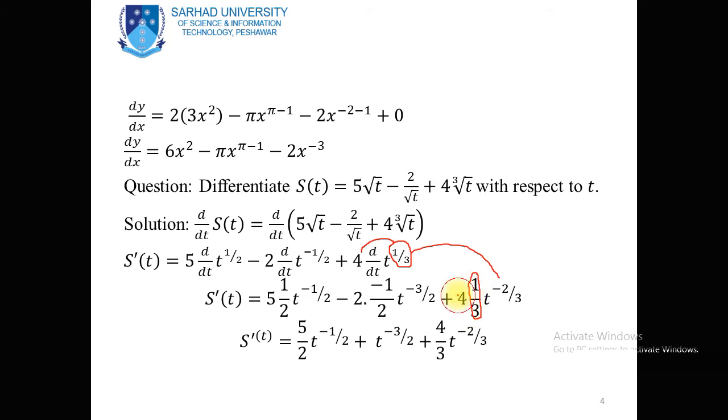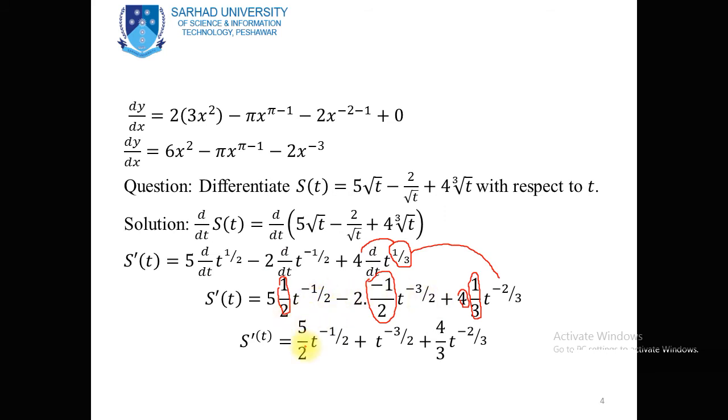This is the coefficient of the term. So in each term we multiplied the power with the coefficient. This is the power of the second term, which is multiplied with the coefficient, and subtract 1 from the power. This is the power rule.